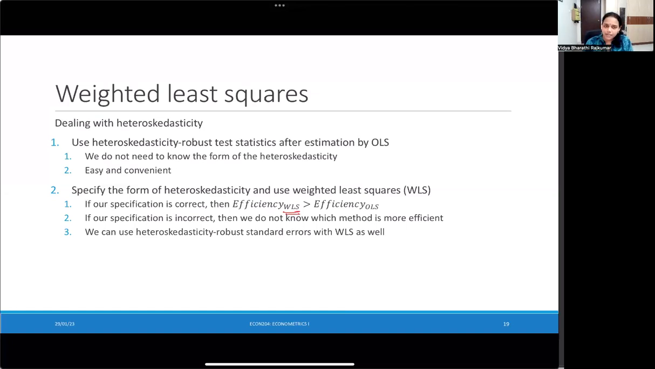But if our specification of the general form of heteroscedasticity is incorrect, then that's a problem that we'll have to deal with. In which case, one of the solutions is to do WLS and then construct heteroscedasticity robust test statistics there. All that I've said so far may just sound a little vague right now. So let's go ahead and understand what WLS is all about.